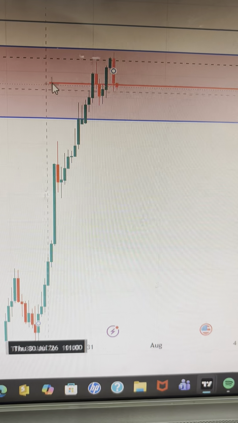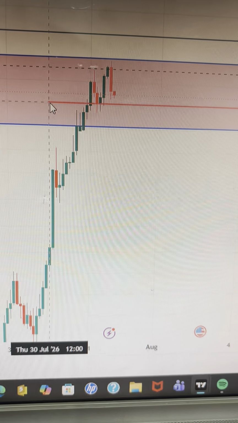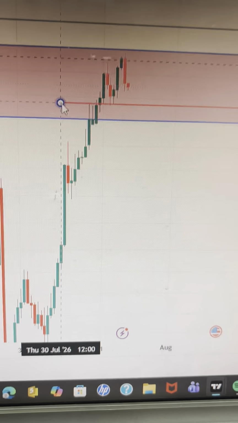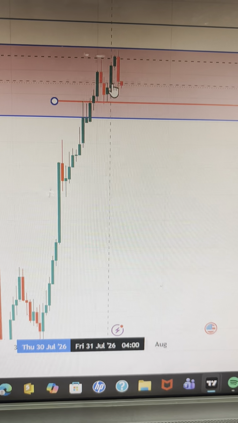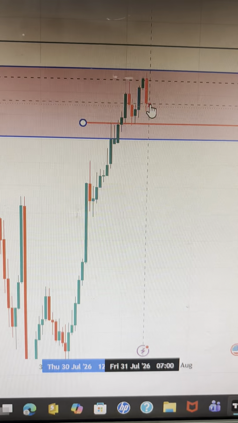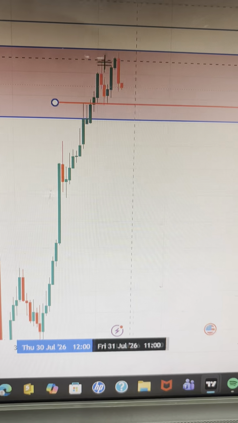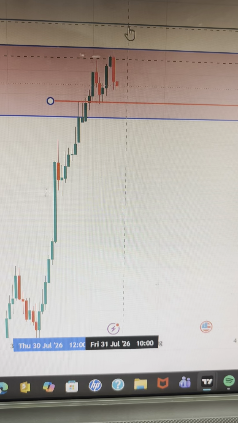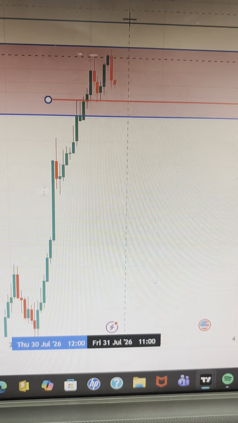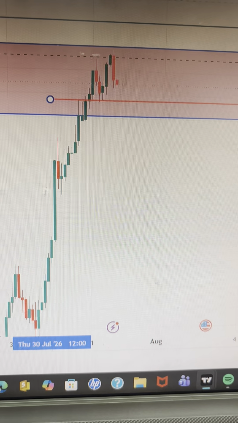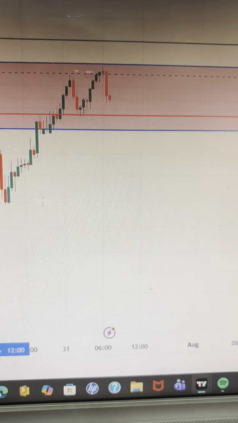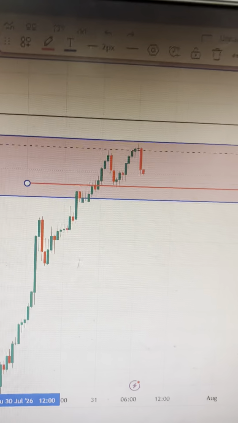So you can also look into this level, but on the next hour we failed to close below this level that I've marked here. So we're expecting price to go up, so we don't know if it's gonna reject at this resistance, or break it and go to our strong sell. But that's what we will be looking at.